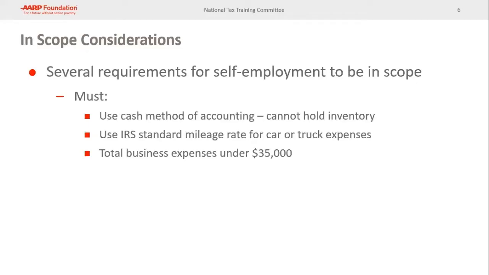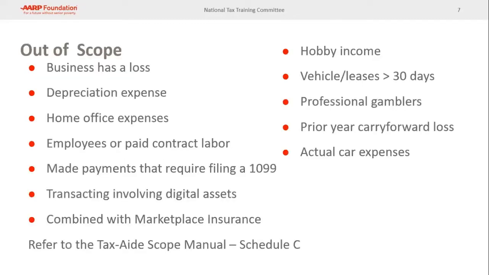There are several other considerations to determine if the return is in scope. The requirements include the taxpayer must be using cash basis reporting, so they cannot hold inventory. All purchases of materials and supplies must be reported as expense in the tax year. For truck and car expenses, they must use the IRS standard mileage rate. Any taxpayer wishing to use actual expense will need to be referred to a paid preparer. And total business expenses must be under $35,000, so effectively smaller businesses only.